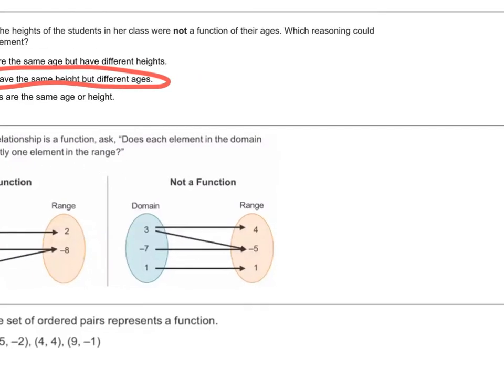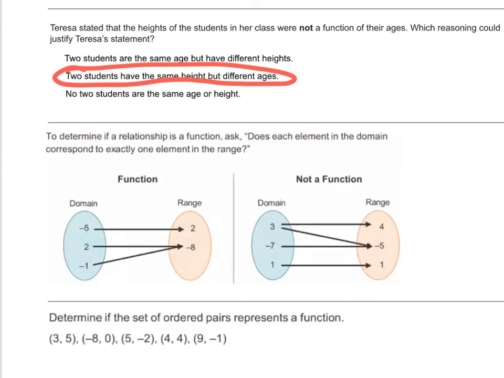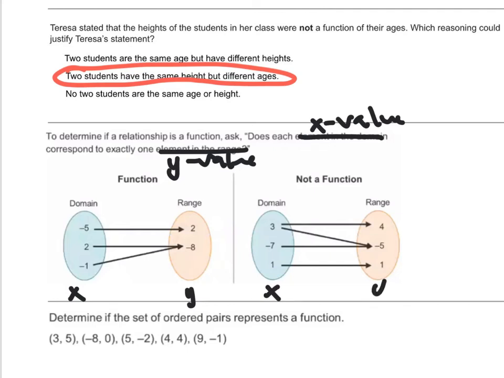Basically what they're saying is, does each x value correspond to exactly one y value? Okay, remember domain is your x, range is your y. Domain is your x, range is your y.